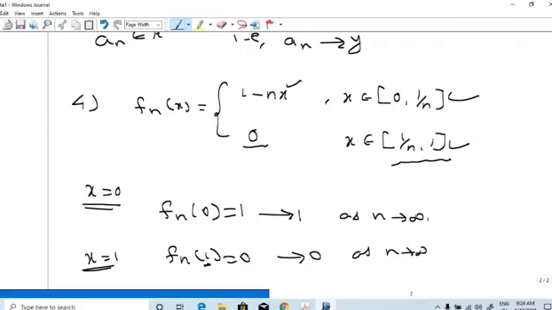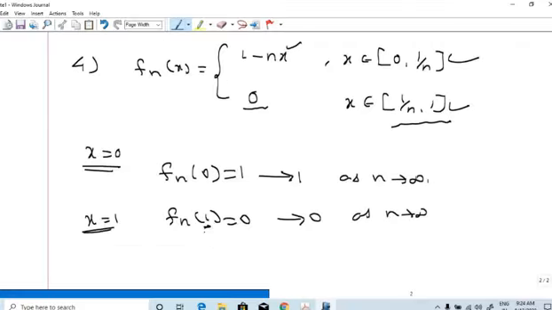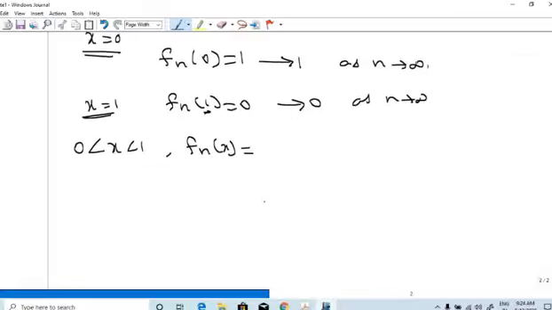Now we have to find the other values of x, that is, 0 strictly less than x strictly less than 1. So what is the value of f_n(x)? Actually, this is an eventually 0 sequence. Why? Specifically, if you take a simple value, suppose take x equal to 1 by 2. Now you have to find the sequence f_n(1 by 2).